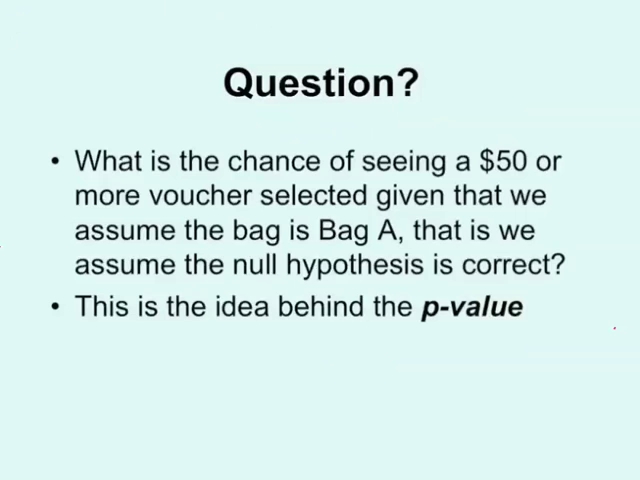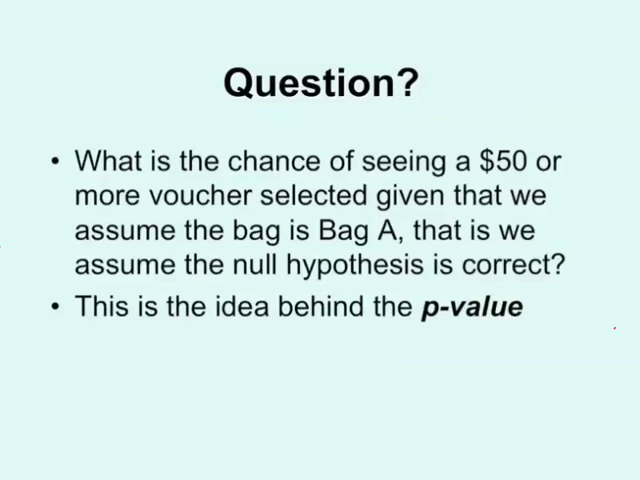So let's go back to bag A and bag B for a second. In the bag A, bag B example, what if you reached into your bag and grabbed out a $50 voucher from it? What would be the chance of seeing that, or more extreme, given that the bag you were holding was bag A? In other words, what was the chance of getting 50 or larger out of the distribution of the null? Okay? Well, that's the basic idea behind the p-value.